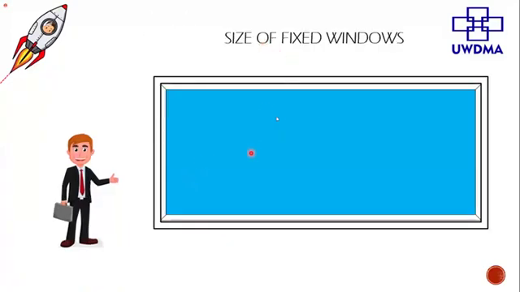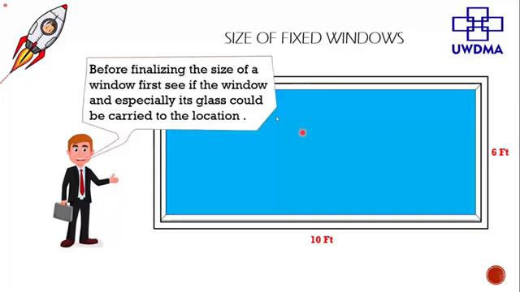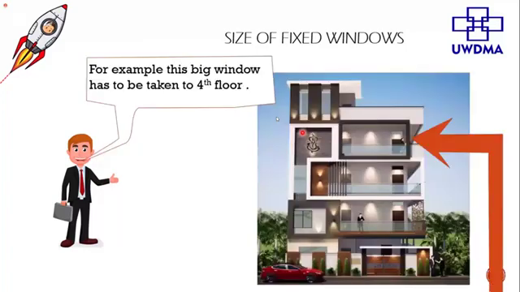One more thing we need to consider if we are going for fixed windows is the size of a fixed window. What is the maximum size we can give? Before finalizing the size of windows, first see if the window, and especially its glass, could be carried to the location. Here in front of you, you can see it is a three-floor house. Actually, it's a ground plus three floors house.